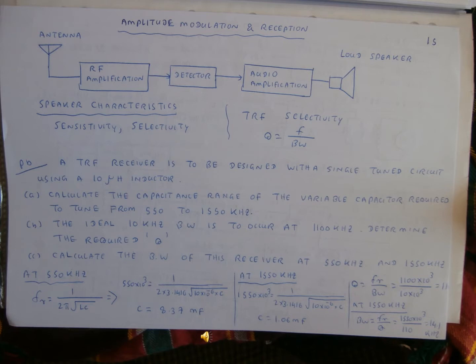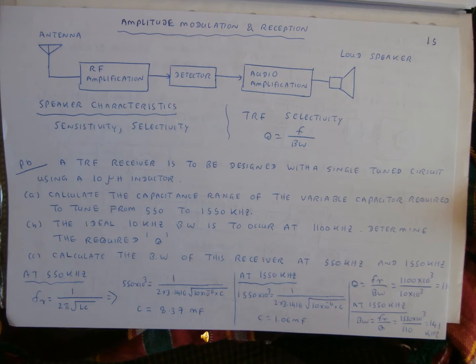First, to calculate the capacitance at 550 kilohertz, we use f = 1 divided by 2π square root of LC. So 550 × 10^3 = 1 divided by 2 × 3.1416 × square root of 10 × 10^-6 × C, and you get C equal to 8.37 nanofarad. Also we calculate for 1550 kilohertz: 1550 × 10^3 = 1 divided by 2 × 3.1416 × square root of 10 × 10^-6 × C, and you get C equal to 1.06 nanofarad.